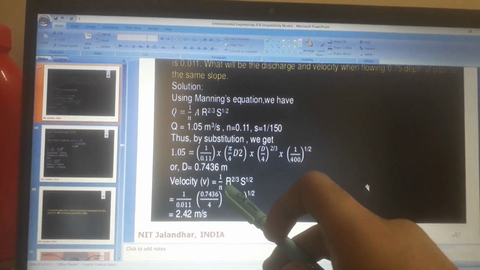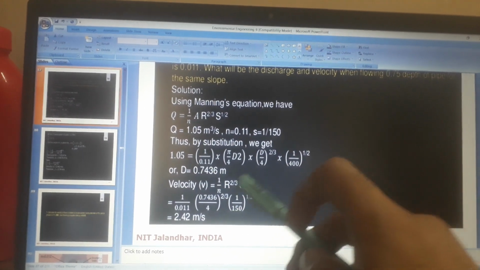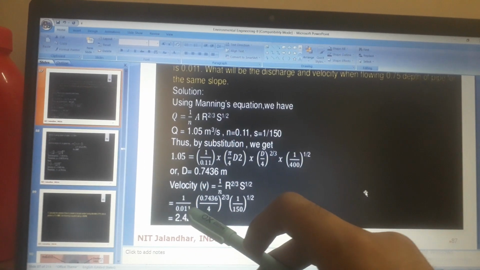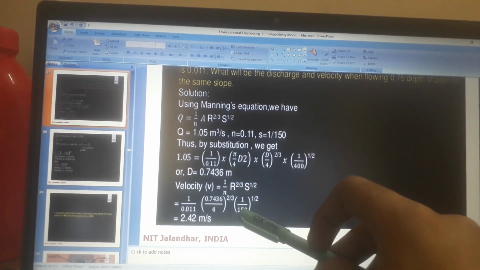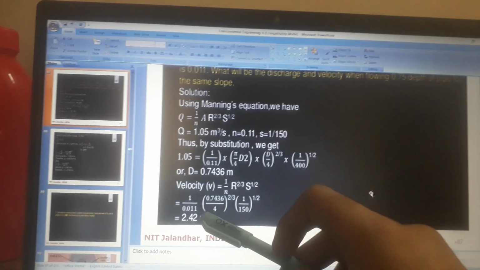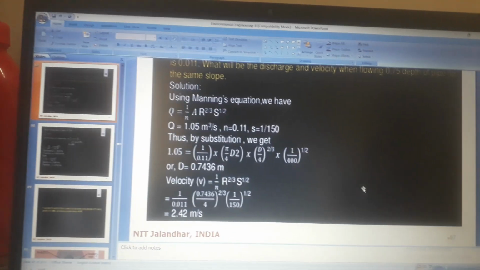Velocity v is equal to 1 by n into r raised to 2 by 3 into s raised to 1 by 2 is equal to 1 by 0.11 into 0.7436 by 4 whole raised to 2 by 3 into 1 by 150 raised to 1 by 2 is equal to 2.42 meter per second.